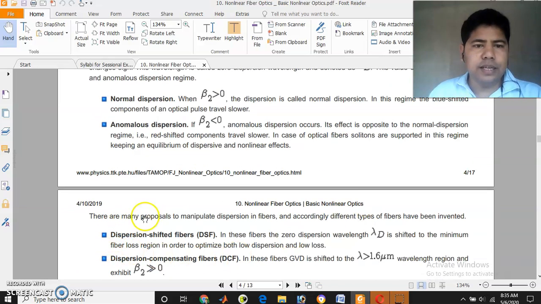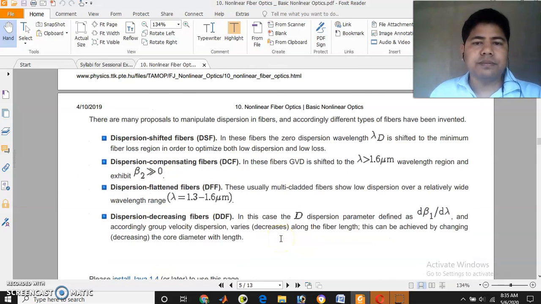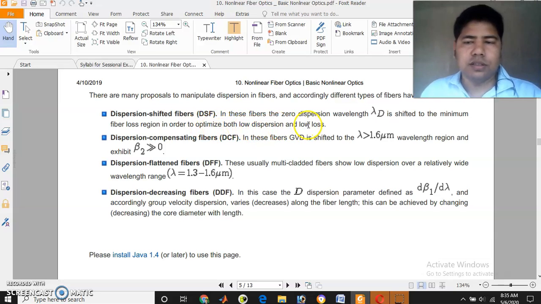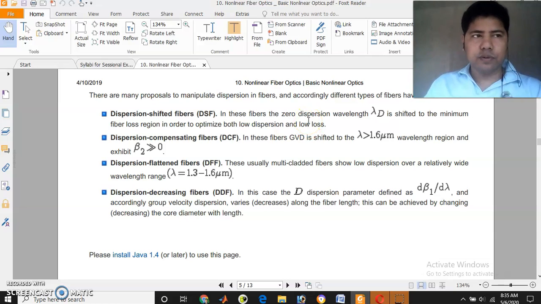So there are many proposals to manipulate dispersion in the fiber, and accordingly different types of fibers have been invented. First one is dispersion shifted fibers, DSF. In this fiber, the zero dispersion wavelength is shifted to the minimum fiber loss region in order to obtain both low dispersion and low loss. So low dispersion is important for effective propagation of a pulse in the fiber, and also low loss will give you high efficiency.